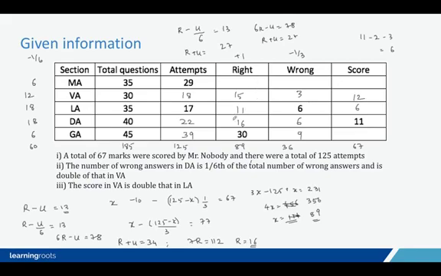Now you can figure out the entire set. 30 plus 16 would be equal to 46, 57, 72, and so 17 were right out of 29, which means 12 were wrong. Now again, if you look at this score, what will you get? 17 correct, 12 wrong, which is minus 4, so 13 in total, minus 1, so 12. So the score here was 12.